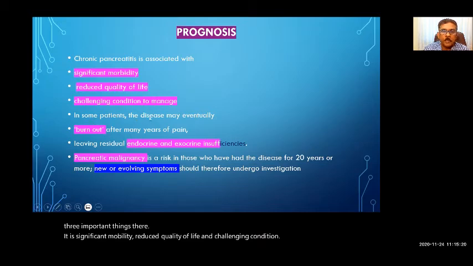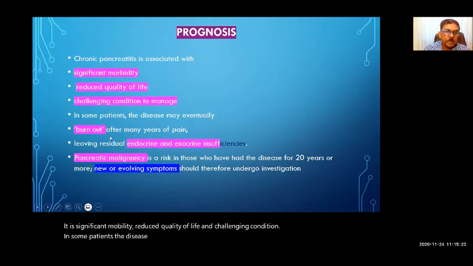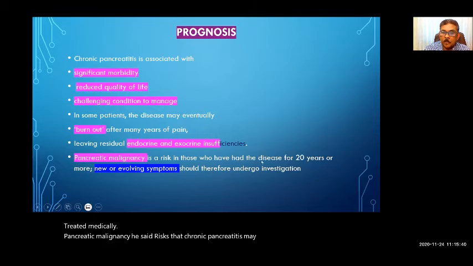In some patients, the disease may eventually burn out after many years of pain, leaving residual endocrine and exocrine insufficiencies, which are treated medically. Pancreatic malignancy is a risk that chronic pancreatitis patients may develop, especially if long-standing for 20 years or so.